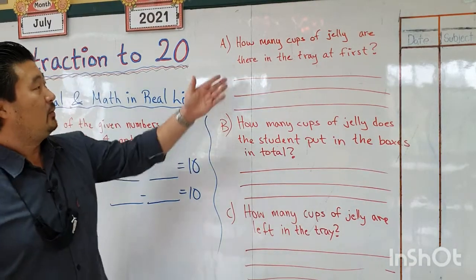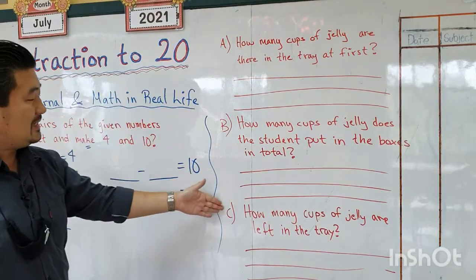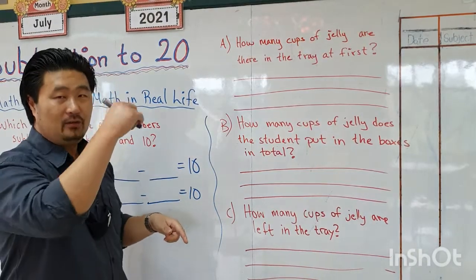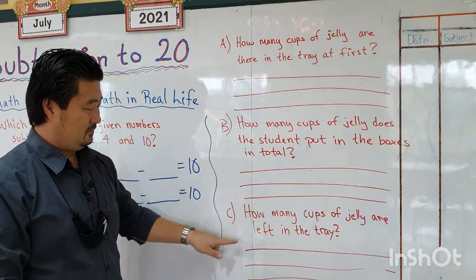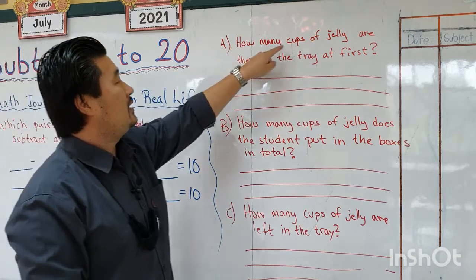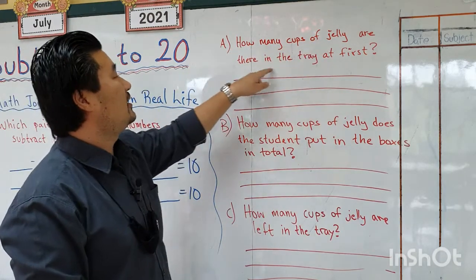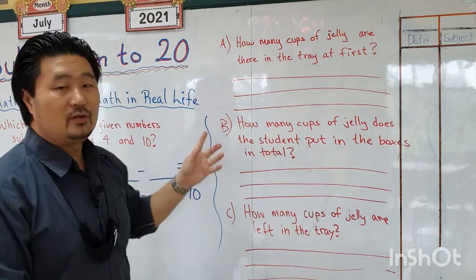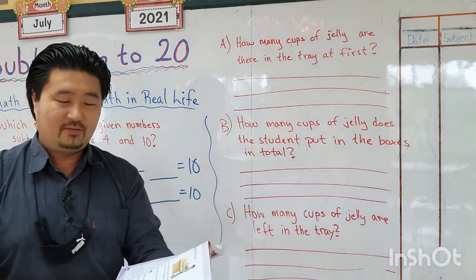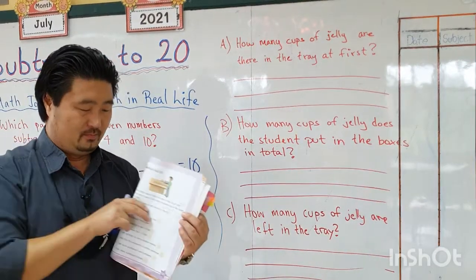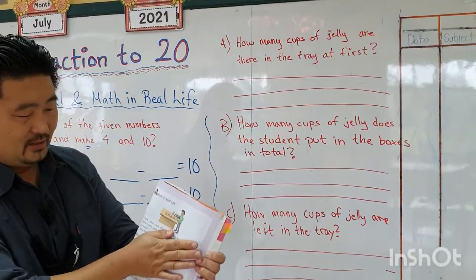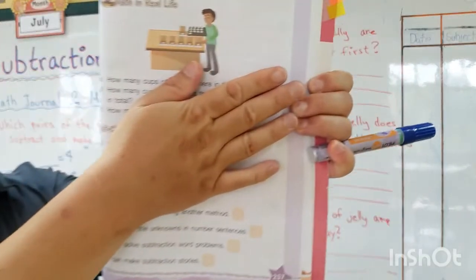Okay, so here we have A, B, and C. And I have made lines for you to think and write. The first one, A. How many cups of jelly are there in the tray at first? So now you need to look in the book, page 257. So I have written a little bit here. So you need to look in the book here.